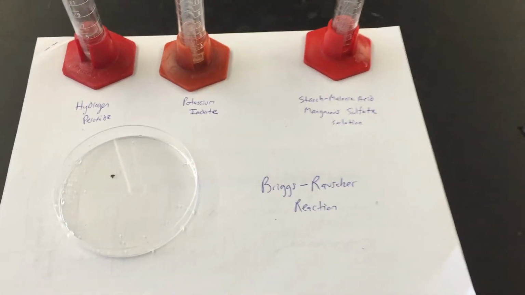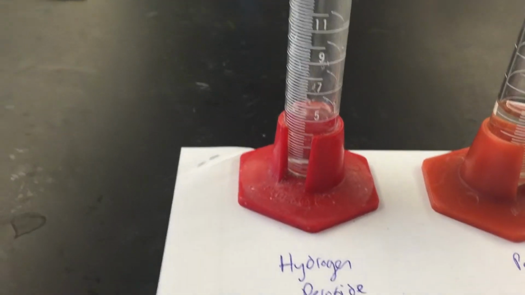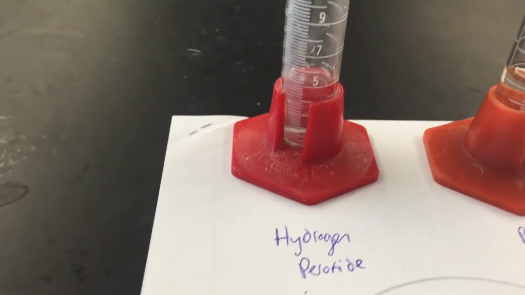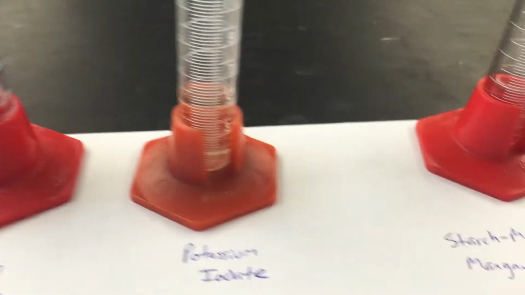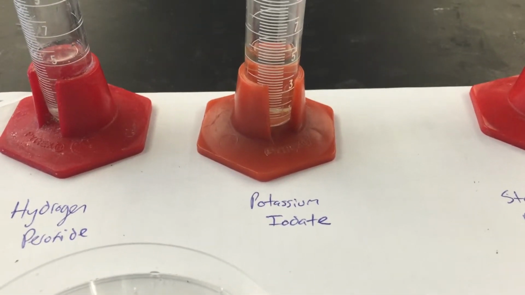So, ladies and gentlemen, what you're about to see is called the Briggs-Rauscher reaction. What I have in each one of these graduated cylinders is a clear liquid. I have 5 milliliters of hydrogen peroxide. I have 5 milliliters of potassium iodate, that one's kind of yellowy actually, in an acidified solution.